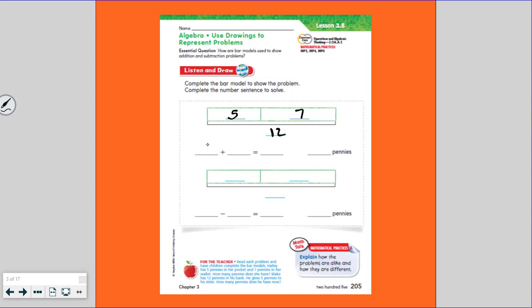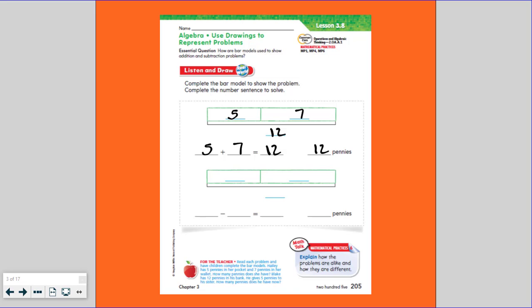And so I can make a problem with this. 5 plus 7 equals, as we said before, 12. So that means, how many pennies does Haley have? She has 12 pennies in her wallet. So here's another problem. Blake has 12 pennies in his bank. He gives 5 pennies to his sister. How many pennies does he have now?